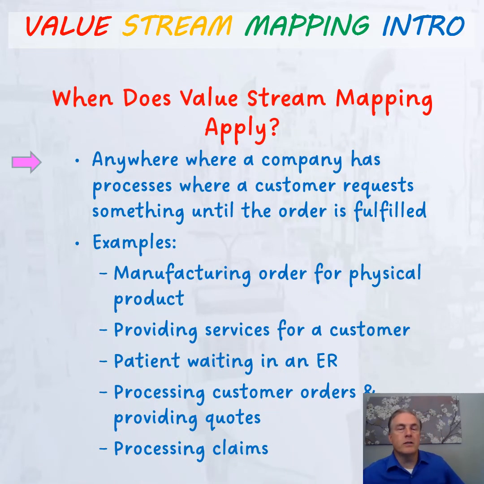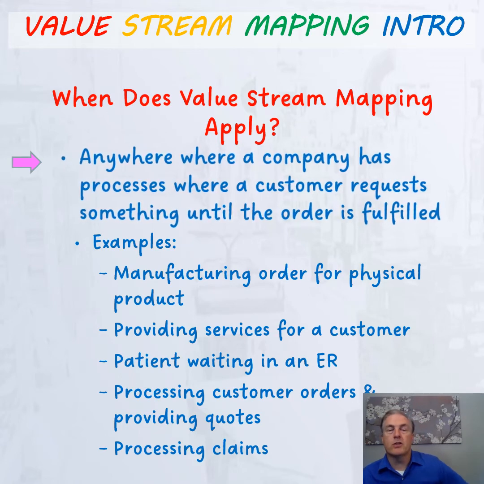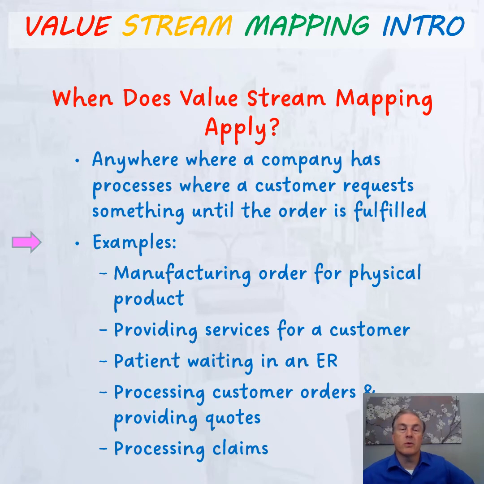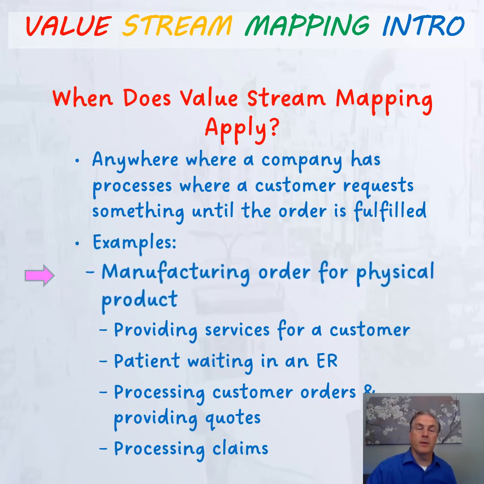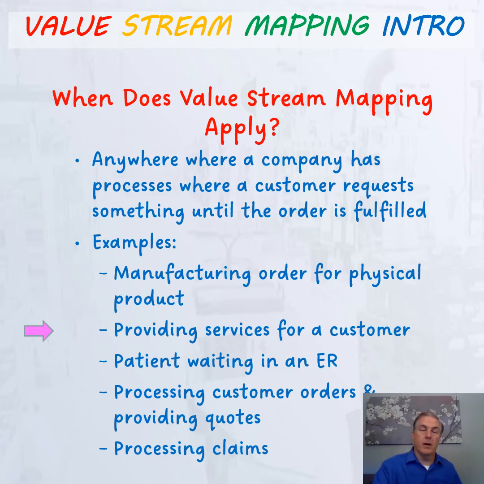So where does value stream mapping apply? Anywhere where a customer requests something until the order is fulfilled is where it would apply. So examples would be manufacturing an order for a physical product, providing services for a customer. More and more every day we're a service-oriented industry in a lot of cases, or society. So services is a really big thing.